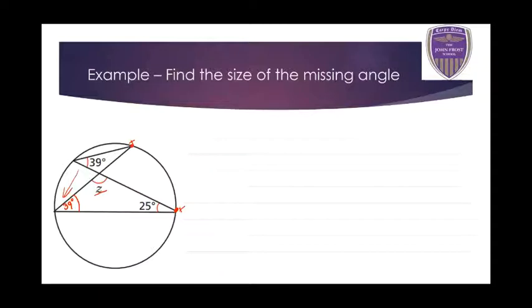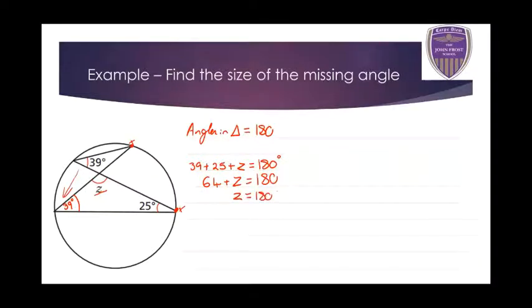Now we're asked to find missing angle Z. So now we have to use another fact that we all know. We know that the angles in triangles always add up to 180 degrees. So angles in triangles equal 180 degrees. So therefore we know that 39 plus 25 plus angle Z has to equal 180 degrees, okay? And if you add these up, you get 64 plus Z equals 180. Z equals 180 take away 64. Therefore, Z is equal to 116 degrees.